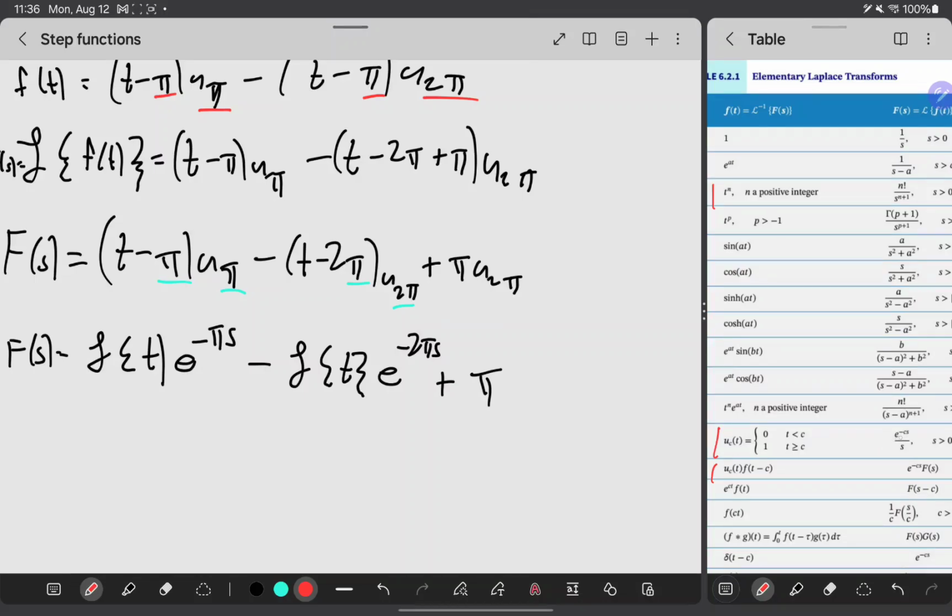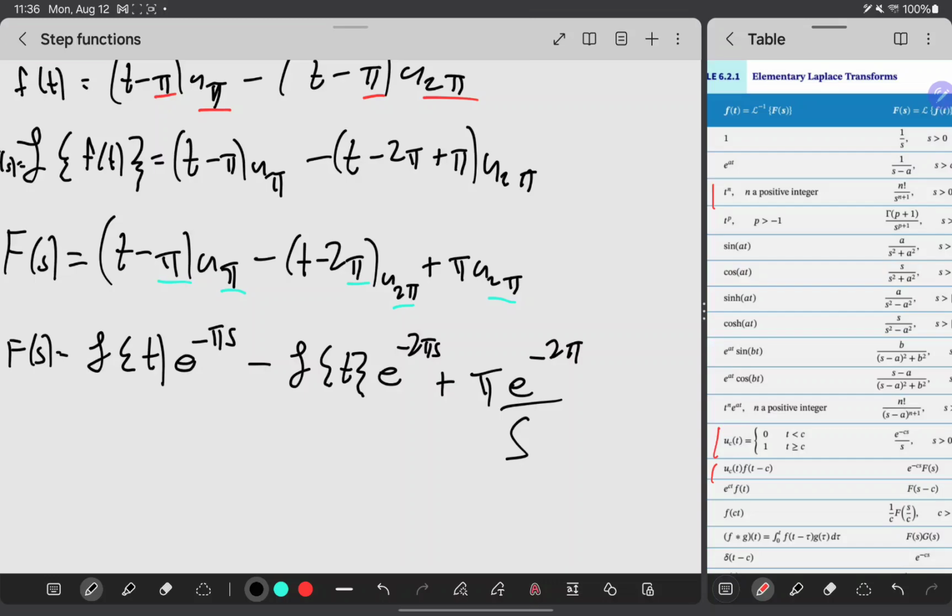So that's just e to the negative cs, c being 2 pi. So that's e to the negative 2 pi over s. So that one's done. Now we just have to worry about these other ones, right?